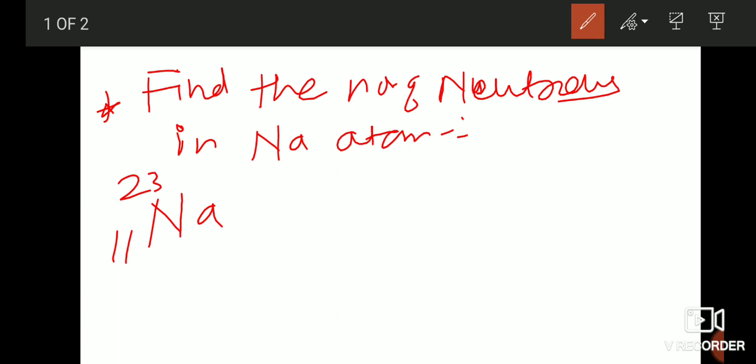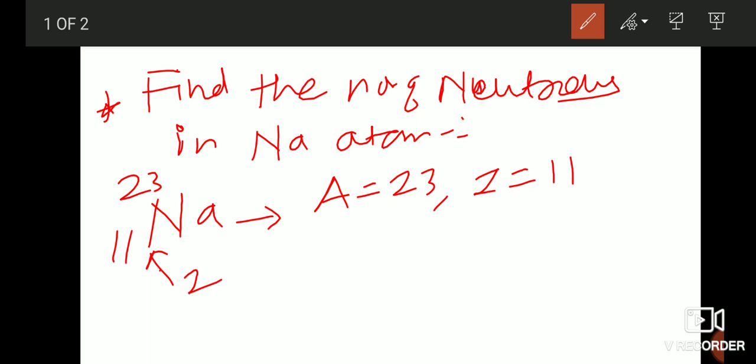So what is the value of A here? A is equal to 23. And what is the value of Z? Z means atomic number, 11. Understand? These things you must know, because I already taught you. This is the Z and this is the A. Correct? So this is the atomic number, and as you know, the atomic number is the number of protons. Correct? Now we have to find out the number of neutrons.